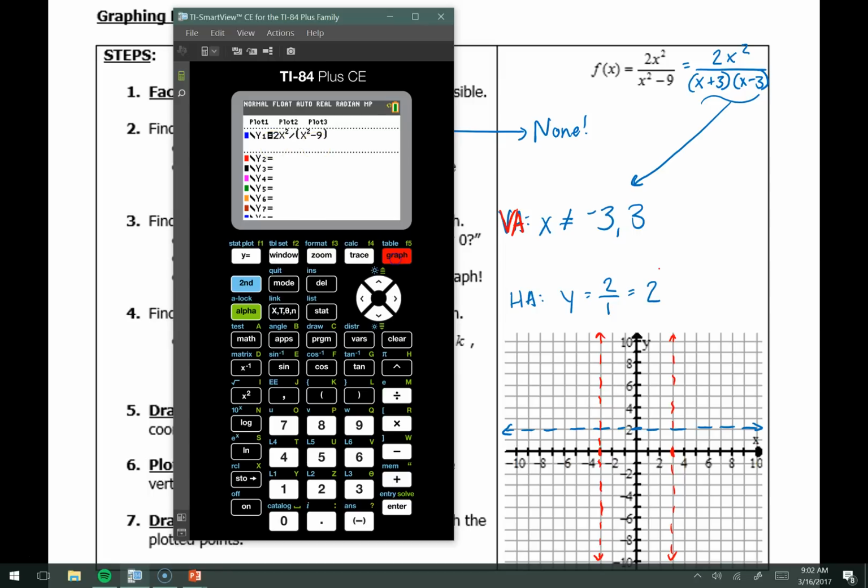If you want, you can always put the numerator in parentheses and the denominator in a second set of parentheses. Okay, so I'm going to hit the graph button. We're going to get a sense of what this shape looks like. Do you see how it's curving up right there and then picking up again?